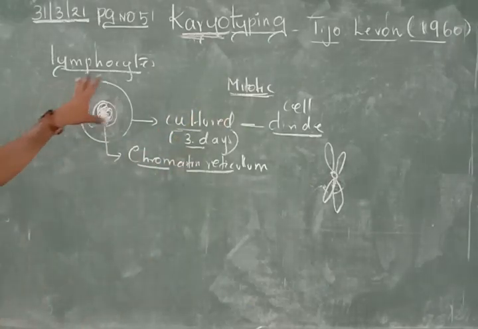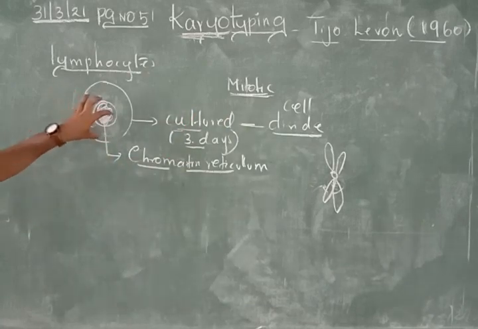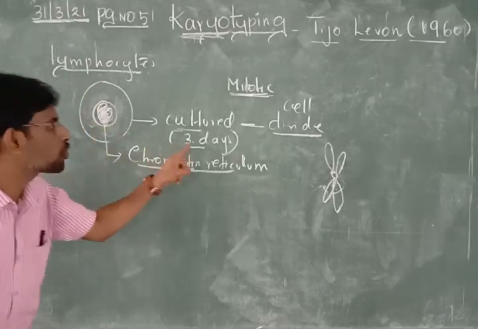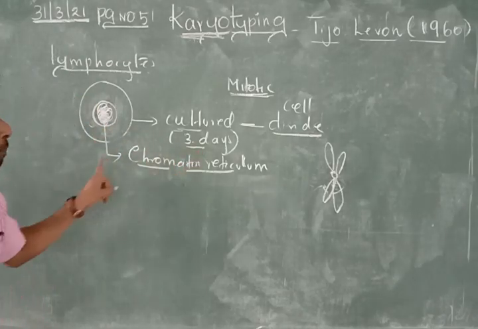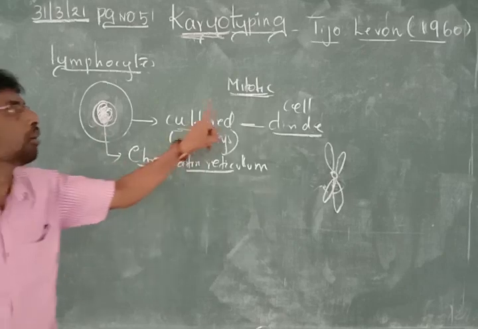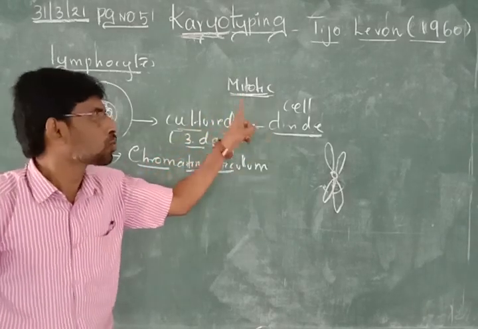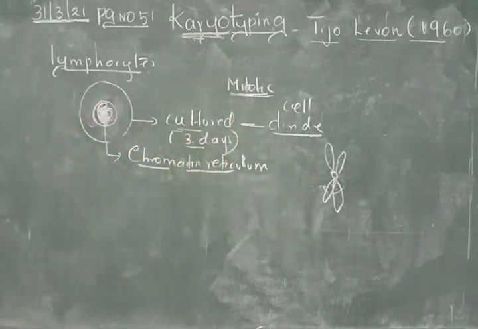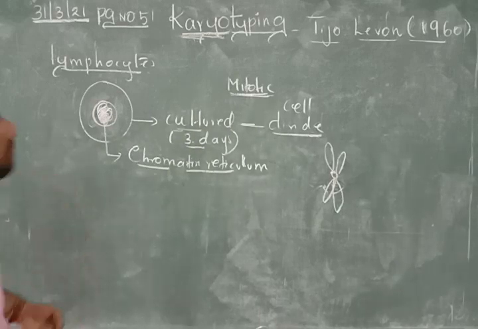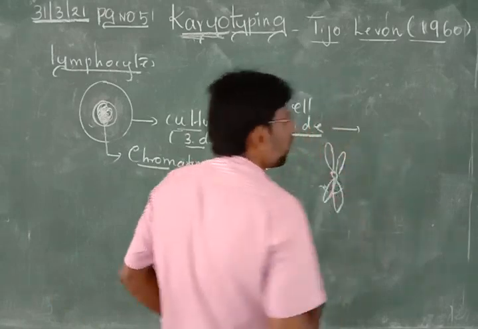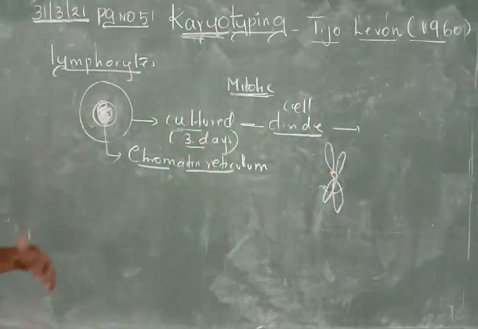Clear? Right. So Tjio and Levan isolated this. They took lymphocyte cells from human blood and cultured them in the laboratory for 3 days. By that time the chromatin reticulum will undergo mitotic cell division so that it forms the chromosomes. Clear? Right. So whenever the cell divides, we have certain phases or stages in the cell division.